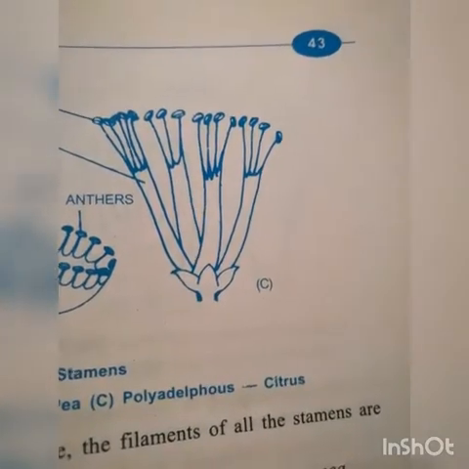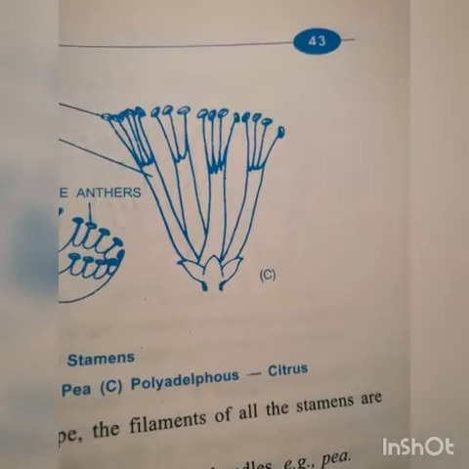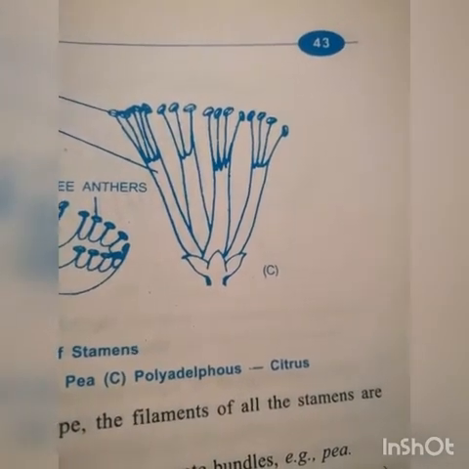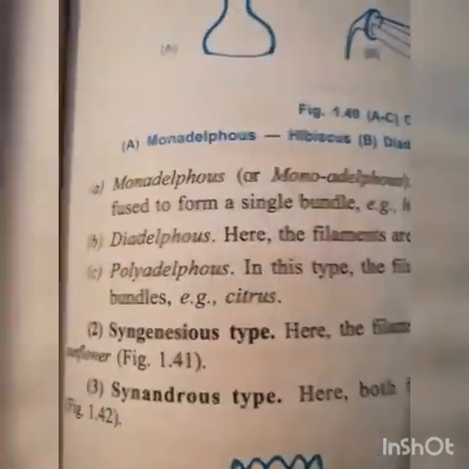Next, polyadelphous means more than two groups. Stamens are found in more than two bundles. That is polyadelphous, found in citrus. Let us see monadelphous.